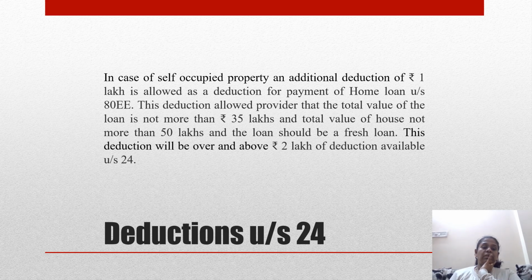Before that, there is a provision on deductions: for any house property, you can claim deduction of more than 2 lakhs if a loan is taken after 1499. If any loan is taken before 1499, up to 30,000 only you can claim. Apart from that, you can claim an additional 1 lakh, but there is a condition: the loan should be a fresh loan, the loan should be taken only for 35 lakhs, and it should be the first time a loan is taken by the assessee. In that case, you can claim an additional 1 lakh under 80 EE.